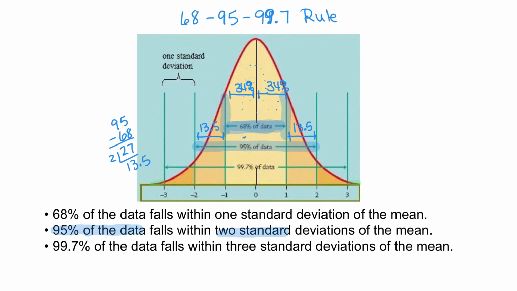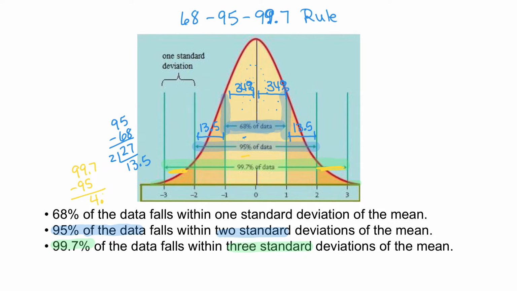Now if I look at between 3 standard deviations, that's going to be 99.7. So all of this data represents almost all of the data at 99.7%. Let's figure out what each of these sections are. So this section right here, let's figure out what that is, and what this is right here. To do that, we're going to have to take 99.7 and subtract 95.